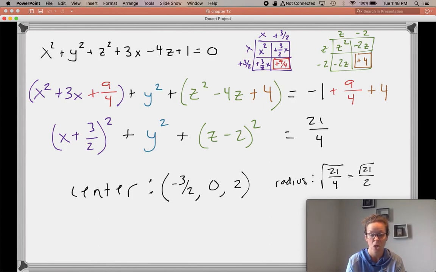And in the next lesson, we're going to look at vectors, and we'll look at vectors with both 2 and 3-dimensional coordinates. All right, have a great day.